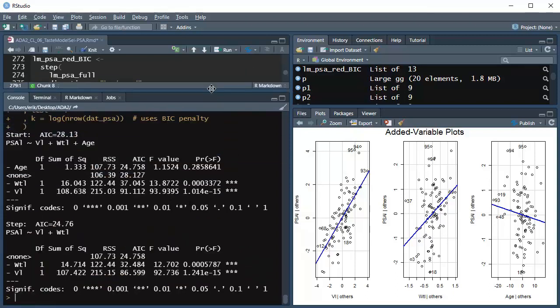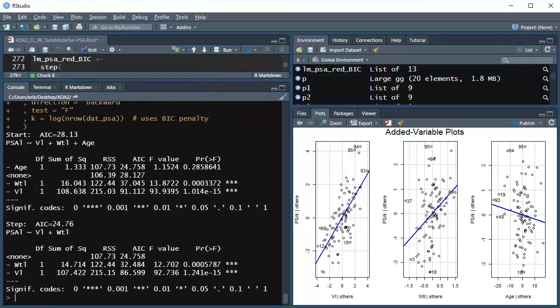Okay, let's look at the output of the model selection. We started with an AIC of 28, and this is our full model. It had volume, weight, and age. And the first column is telling us what decision to make. So, for example, and this is sorted by AIC. This AIC value, by the way, is actually BIC because it's whatever the information criterion is with the penalty that you specified.